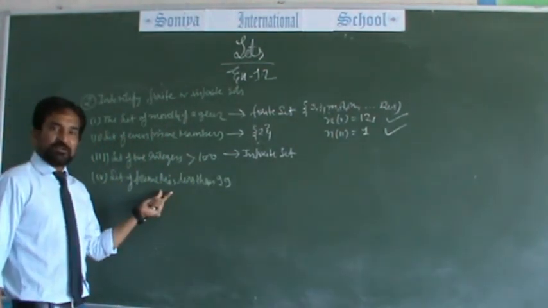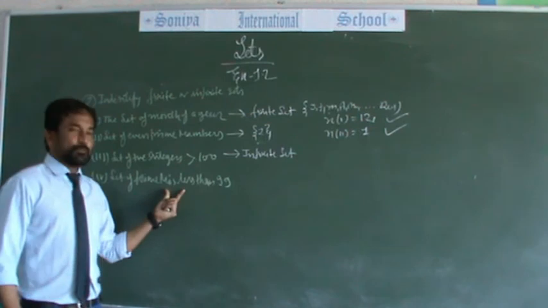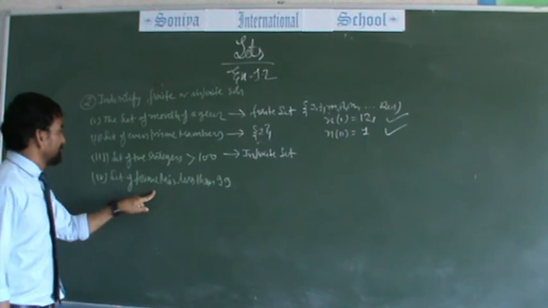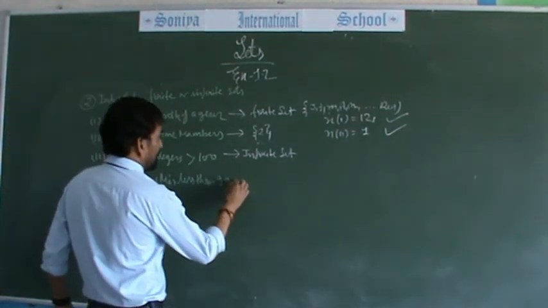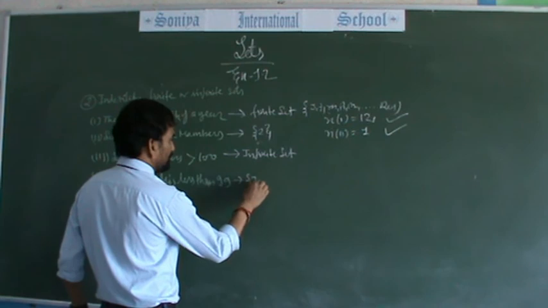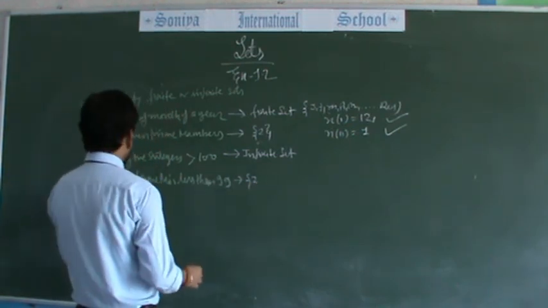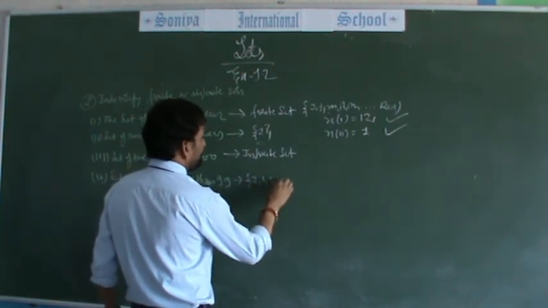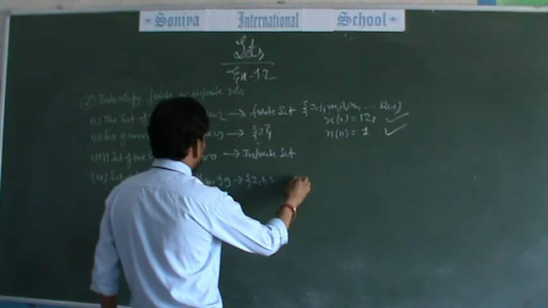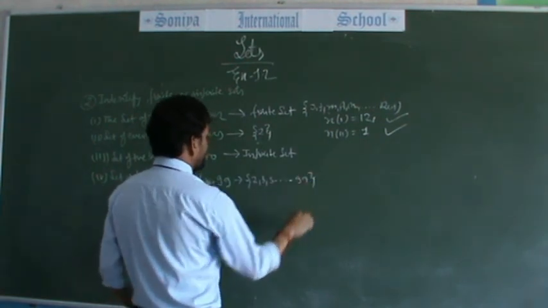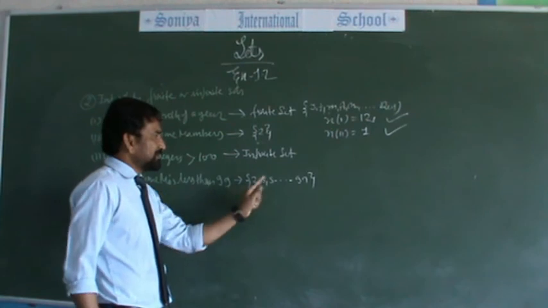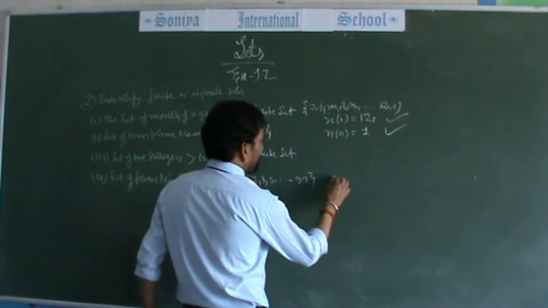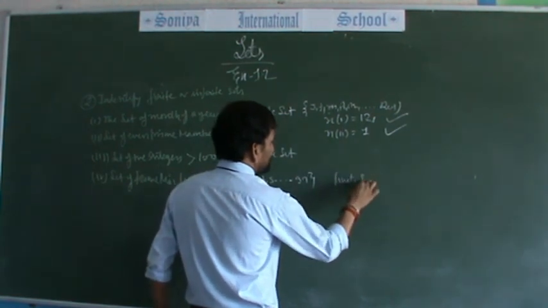Set of prime numbers. Prime numbers are numbers which have only two factors, one and the number itself. So what are the elements of set 4? 2. Set of prime numbers less than 99: 2, 3, 5, up to 97, since 99 is a composite number. Here both limits are known, the lower limit as well as the higher limit. So the number of elements is known. This is an example of finite set.